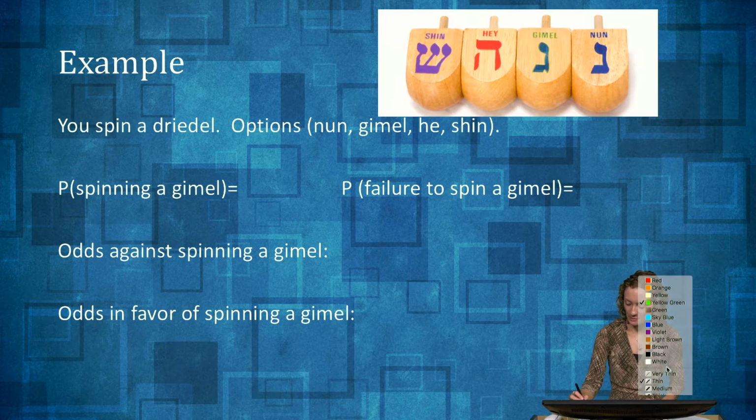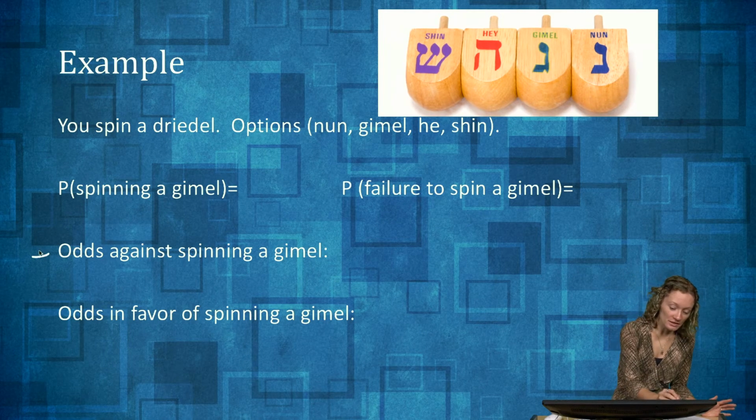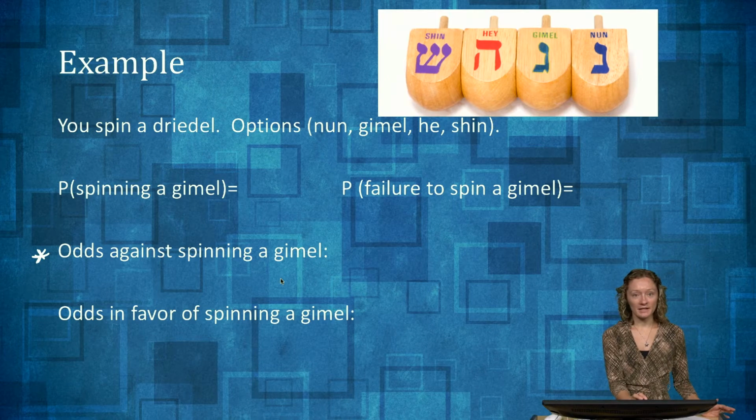All right, so let's say we're spinning a dreidel. The options are nun, gimel, hey, and shin. I've seen the spellings a few different ways in a few different places, so I'm just going with what I've seen. These are what the options look like if you're interested. Now, the big question is: find the odds against spinning a gimel.